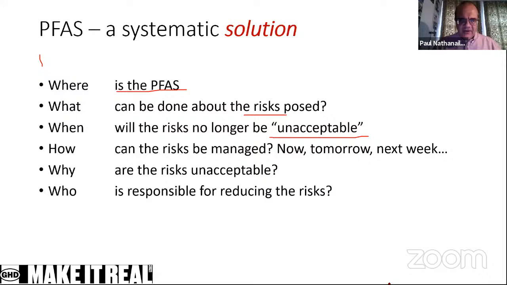And if we have an understanding of why the risks are unacceptable, then we can address that issue through our risk management. And then the final question is, who is going to do all this? Or more importantly, who's going to pay for it to be done? So where does the responsibility lie? Again, those six questions, where, what, when, how, why, and who come into their own.